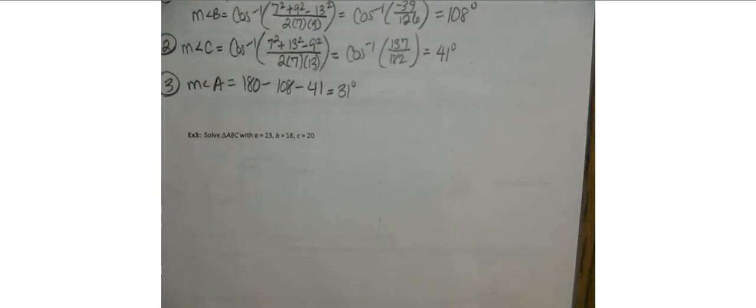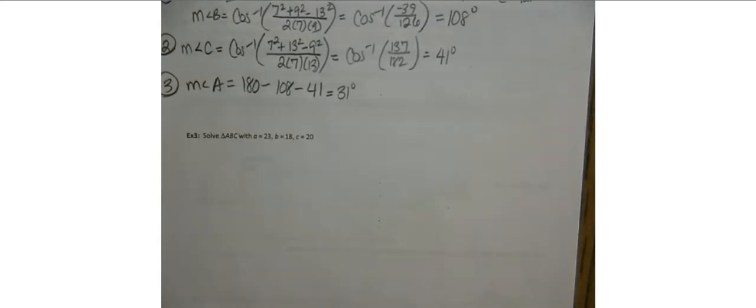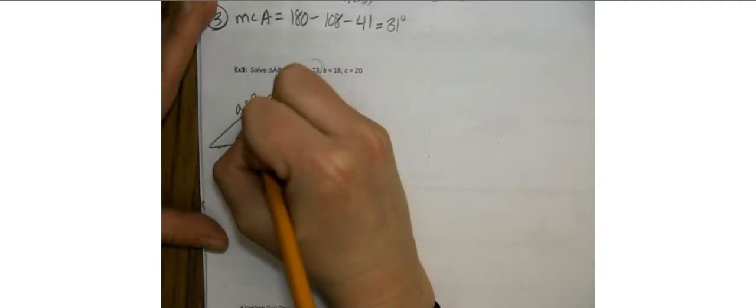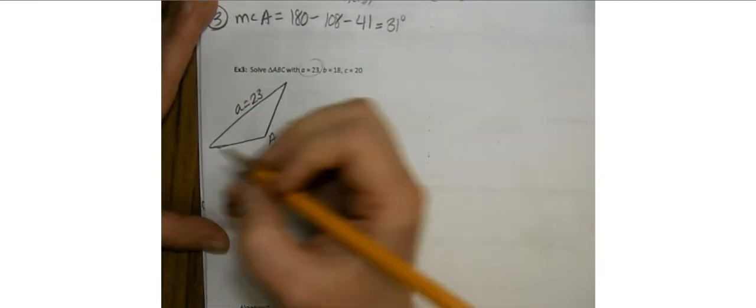So now what we're going to do is once again be given side, side, side, and we need to identify our missing angles. So I'm going to draw this triangle, recognizing that side A is the largest side, so I'm going to keep that in mind when I draw my triangle. I'll make this side A, and here's little a being 23. I'll make this side B, and I'll make this side C.